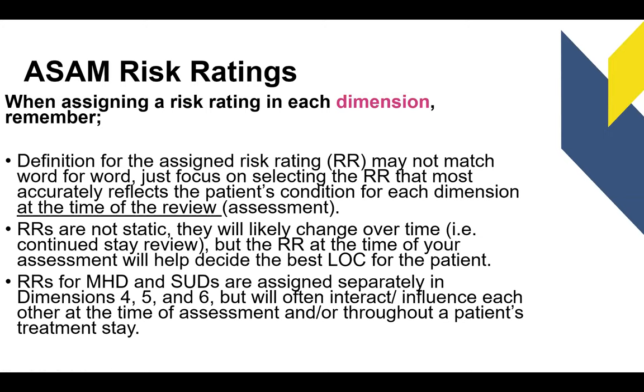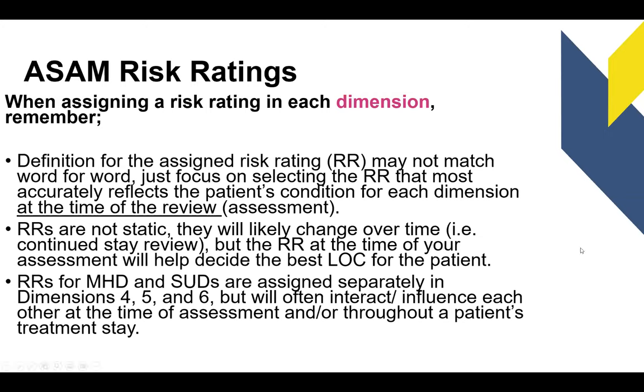When you're assessing, or assigning a risk rating in each of the dimensions, some things to remember. The definition for the assigned risk rating may not match word for word, but you focus on selecting the risk rating that most accurately reflects the patient's condition at that time. So I really emphasize that you look at assigning the risk rating, what's happening with the patient at that time. And we would see those risk ratings fluctuate, right? We would hope that if a patient came into an intensive outpatient service with elevated risk ratings of 2s and 3s, that as they engaged and stabilized, we would see those risk ratings reduce, hence allowing us to perhaps complete their primary care and step them down into an outpatient continuing care setting.